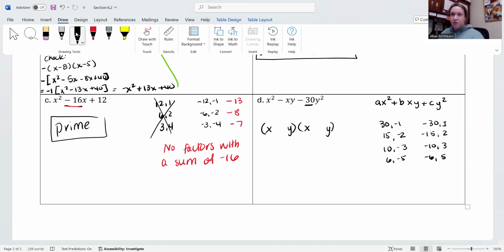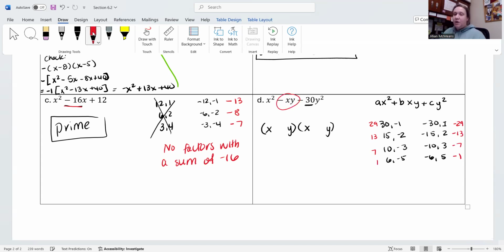Now, there is a hint to which set of factors we should look at. Because the middle coefficient is negative, that tells me the larger of the two factors needs to be negative. So I could basically ignore the first column of factors, but let's go ahead and just add them all up so you can see. So I'm going to do all of the sums in red. So we would get 29, 13, 7, 1, -29, -13, -7, and -1.